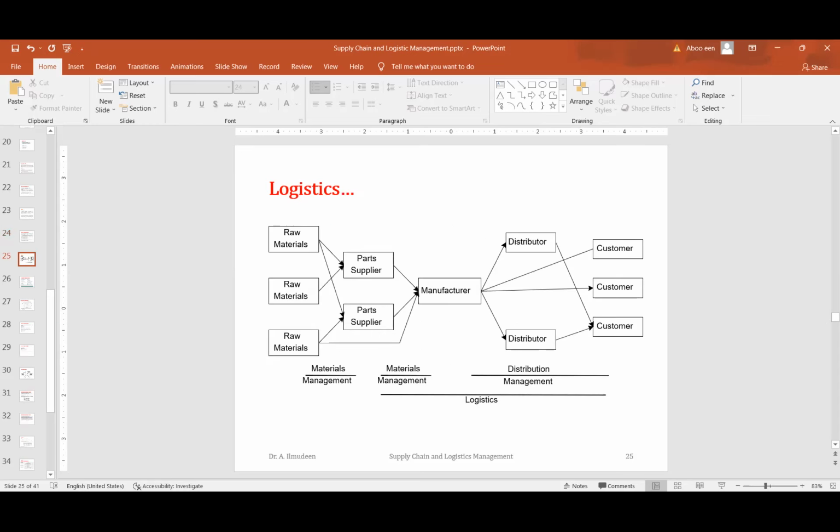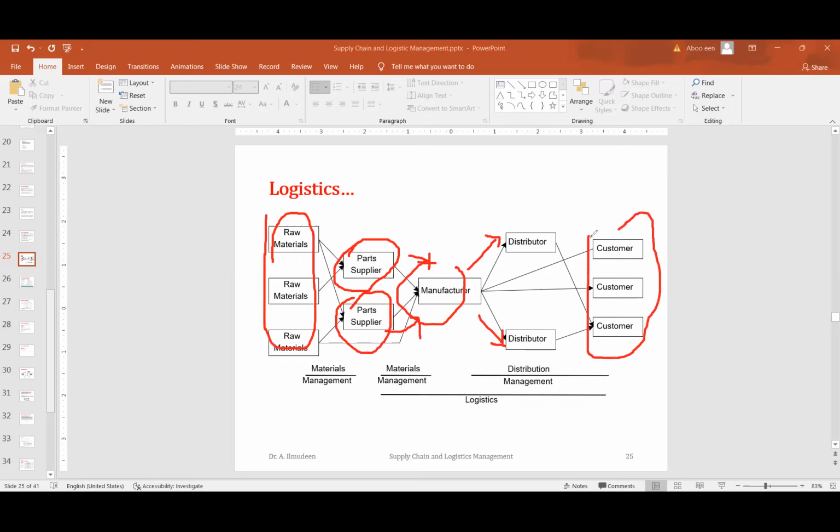Now here you see, this is a typical process in the business setting. The raw materials are there, and from the suppliers, part suppliers, the manufacturing firm is getting the raw materials, and they are manufacturing the goods and services, and storing them at the warehouse. After that they are distributing these finished goods to the customers through the distributors, and the end users, the customers, are consuming the finished goods.